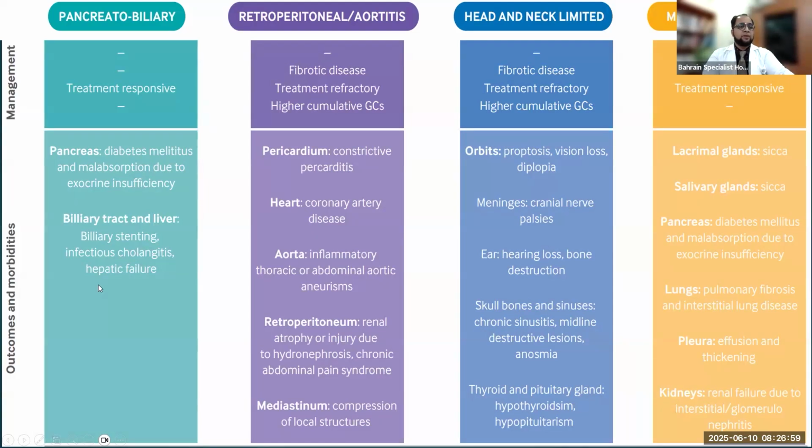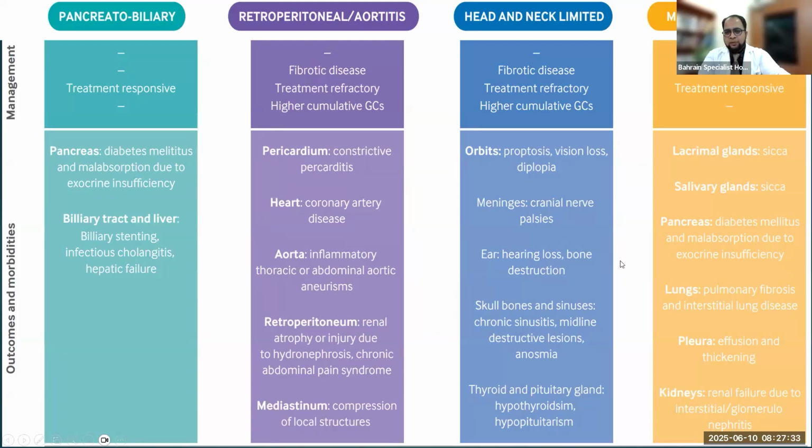When there is pancreas involvement, the patient presents with diabetes mellitus and malabsorption due to exocrine insufficiency. And when the biliary tract is involved, they present with biliary stenting, infectious cholangitis, and hepatic failure. When there is aorta involvement, the patient presents with aortic aneurysm. When there is pericardial involvement, patients present with constrictive pericarditis. Renal atrophy and chronic abdominal pain syndrome have been reported in retroperitoneal involvement.